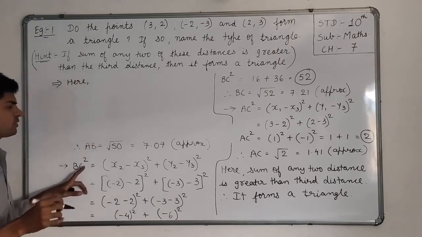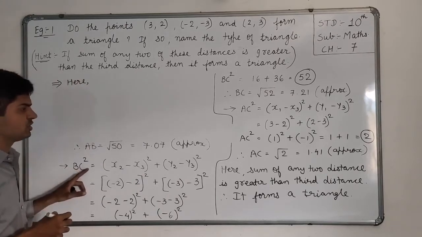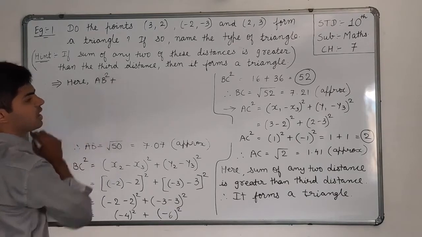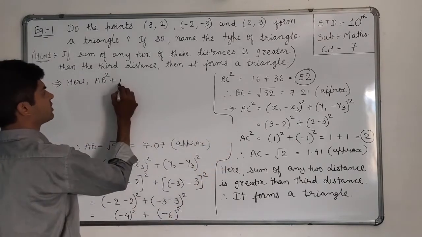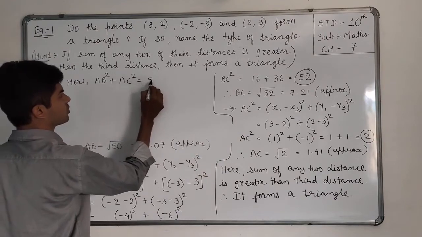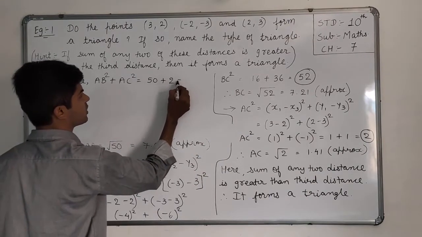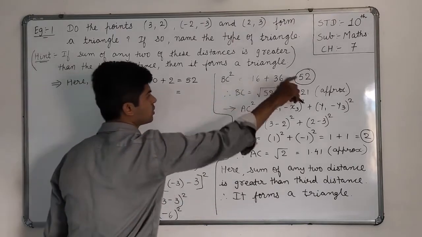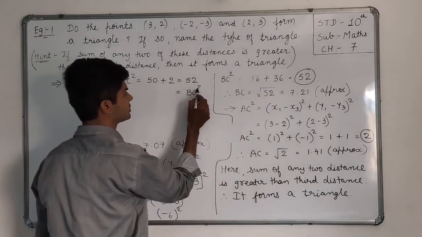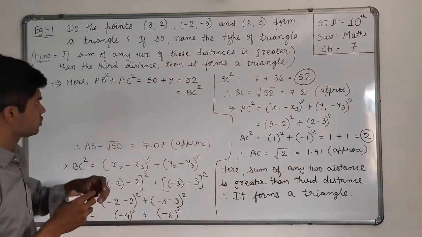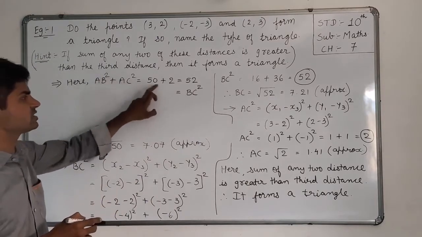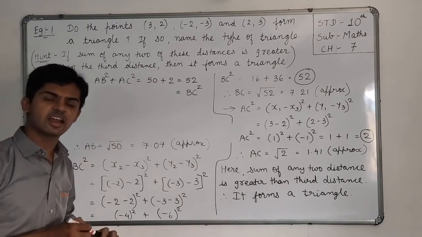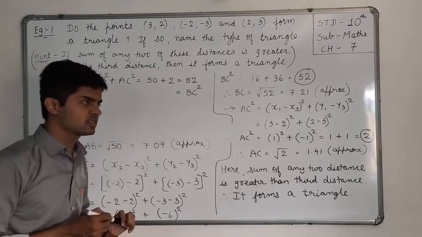Here, the sum of squares of two sides, which are AB square plus AC square, 50 plus 2, it is 52, which is equals to BC square. Right? Addition of the squares of two sides is equal to the square of the third side, then it is a right angle triangle from Pythagoras theorem.